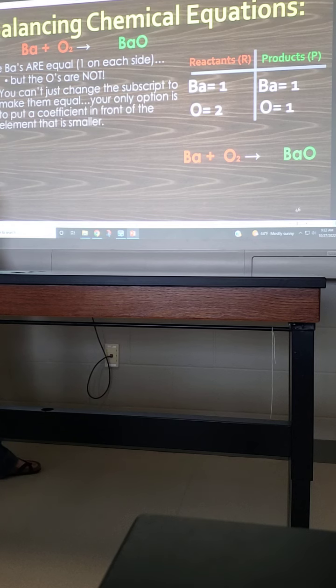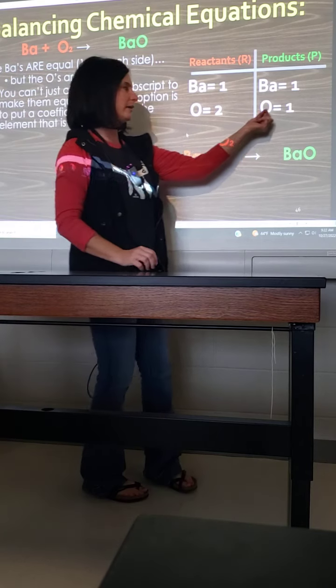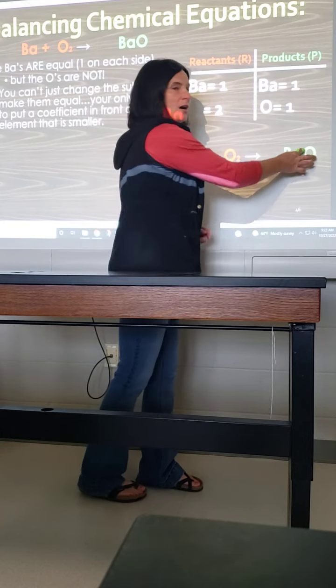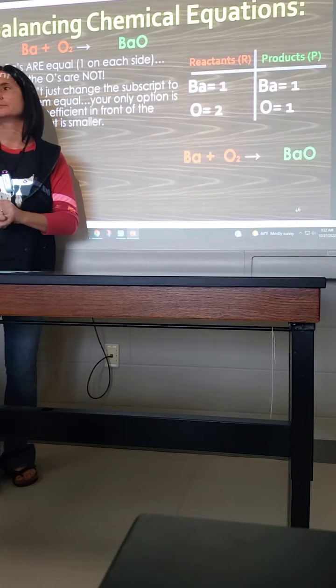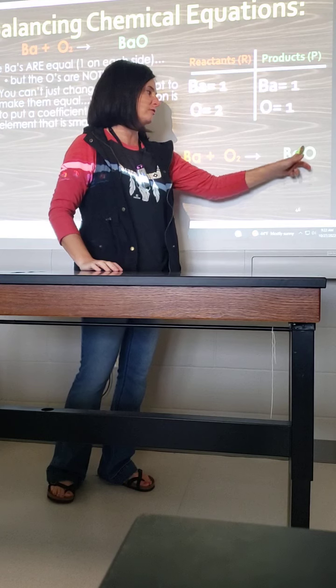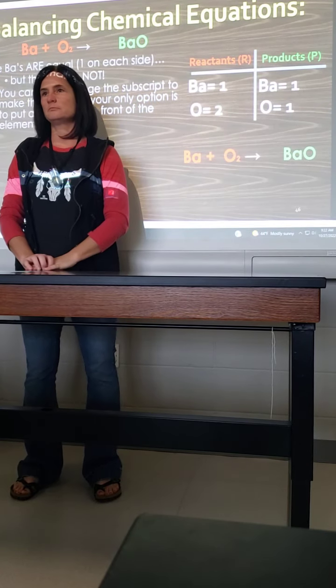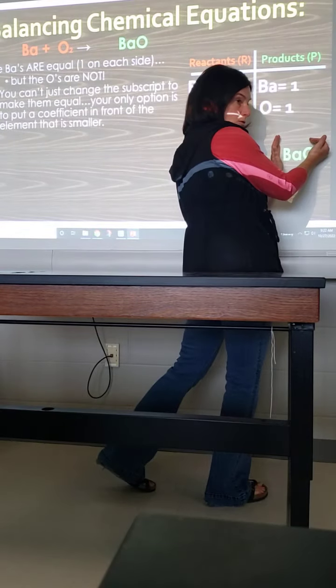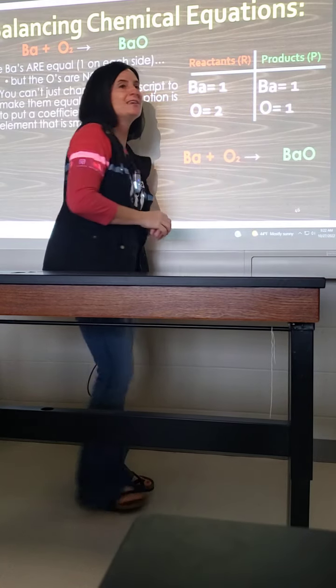Unfortunately not, right? So the only option we have is to put a coefficient in front of the side that is smaller. So as I look at this, Naveo, which side for our oxygen is smaller, product or reactants? Okay, so the products are too low. So that means now we're going to have to put a coefficient on the product side in front of the oxygen. Can I just put a 2 in front of the O, or do I have to put it in front of the whole thing? Can I shove a coefficient of 2 between the Ba and the O? No, that would be nice also. Can't do it. We think of this as like parentheses, correct? So that means we have to put the coefficient in front of the entire formula.